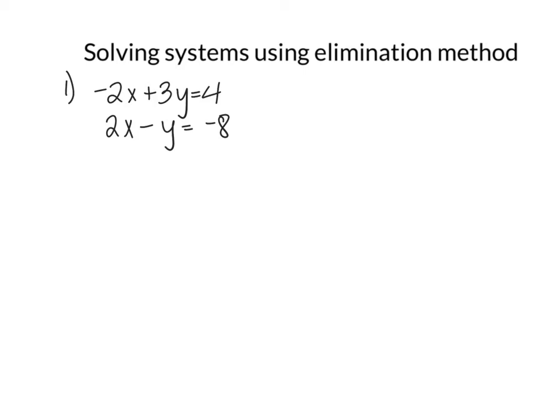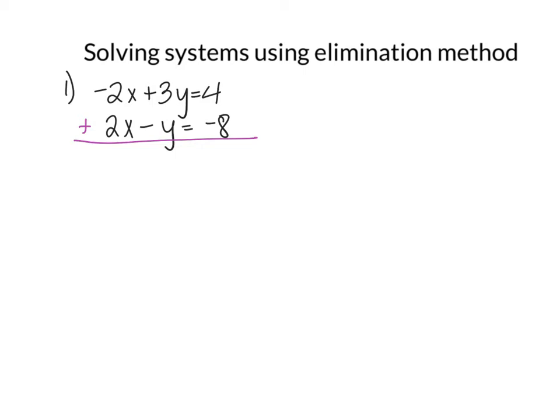So if we look at this equation here, we have negative 2x plus 3y equals 4 and 2x minus y equals negative 8. Now if we were using substitution, we would maybe want to solve for y. But with elimination, we see that we have the x's already set up to where if I add the two equations together, and I always want to be adding, the x's eliminate. So we're going to add these two equations just the way they are. We don't need to do anything else with them.